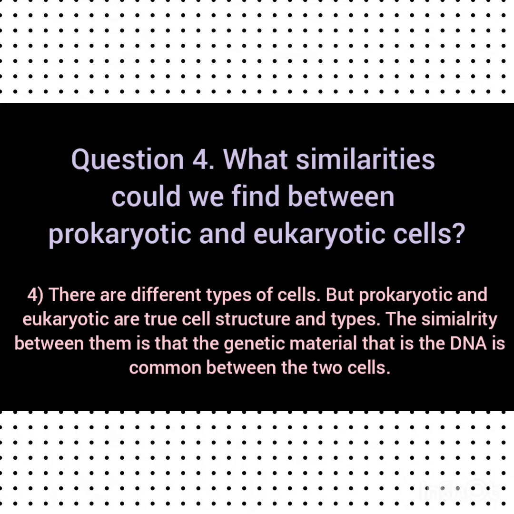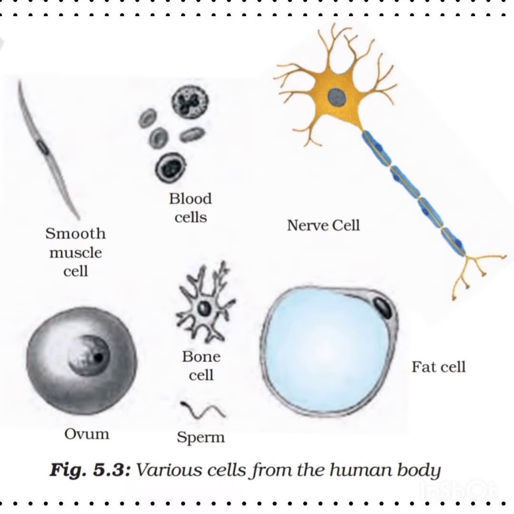Question 4. There are different types of cells, but prokaryotic and eukaryotic are the true cell structures and types. The similarity between them is that genetic material, that is, the DNA, is common between the two cells. These are various types of cells from the human body with different shape and size.